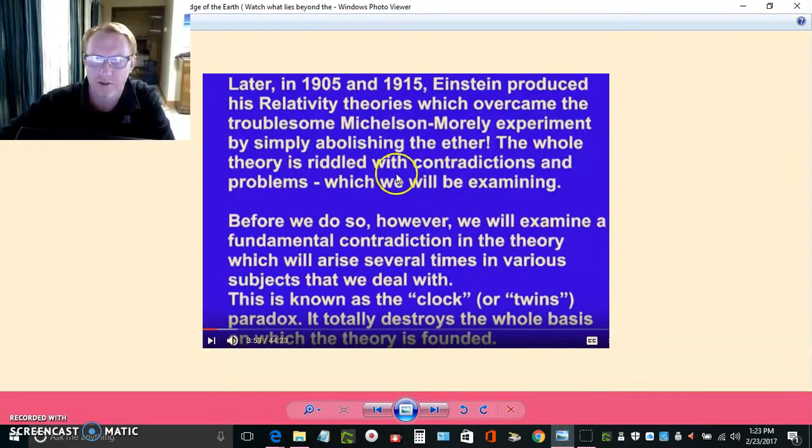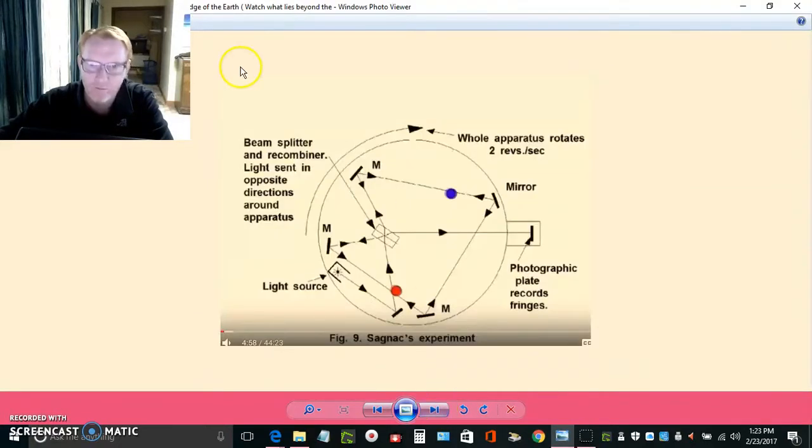Okay, the whole theory is riddled with contradictions and problems. There's so many problems, which we will be examining. Before we do so, however, we will examine a fundamental contradiction in the theory which will arise several times in various subjects that we deal with. This is known as the clock or twins paradox. It totally destroys the whole basis on which the theory is founded.